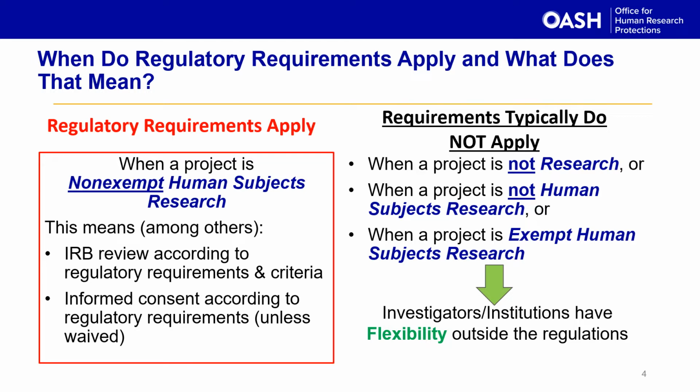The Common Rule regulatory requirements do not apply if any of the following three items occur. The project is not research, it is not human subjects research, or it is exempt human subjects research, which is what this presentation is covering today. In these instances, the Common Rule regulatory requirements do not apply. In these instances, institutions have flexibility in determining what policies or practices should be followed. But please remember, even if the Common Rule regulatory requirements do not apply, this does not mean that the research is free from any ethical concerns.